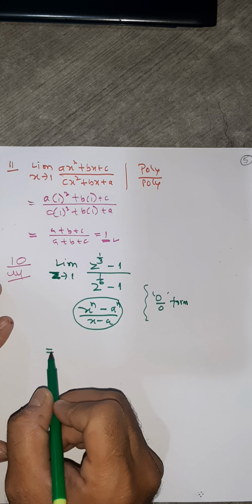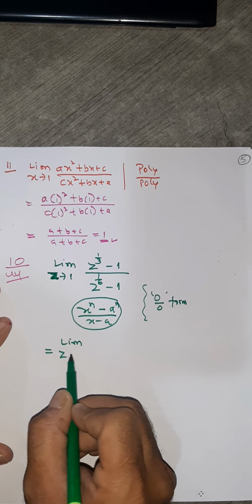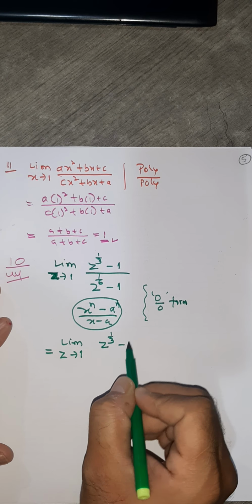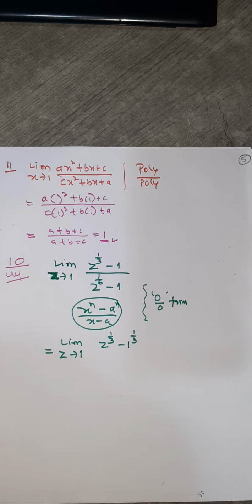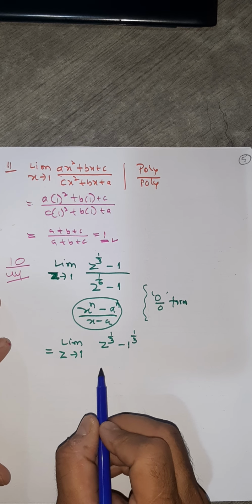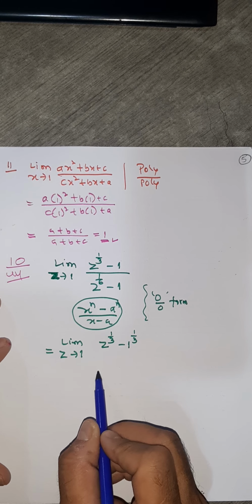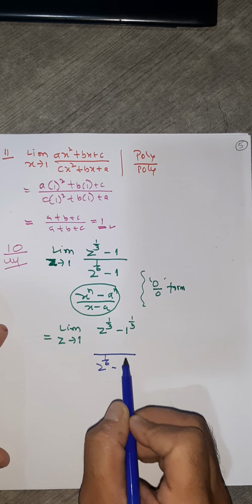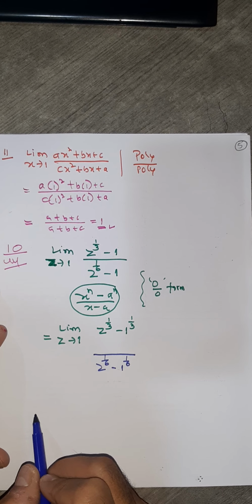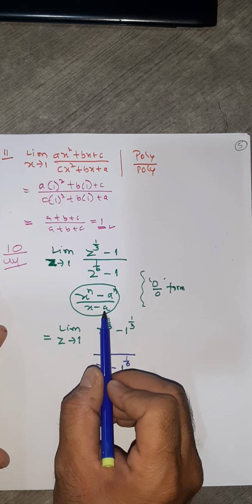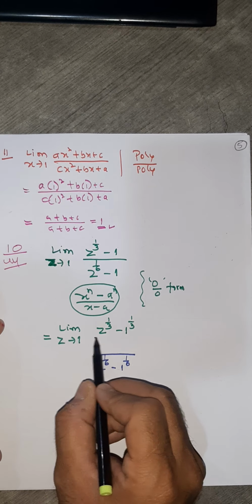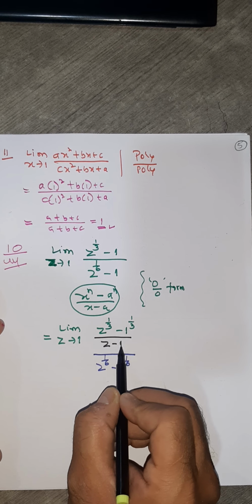Okay. So I'm just rearranging, you see. Limit z tends to 1. This is z raised to 1 by 3. Instead of 1, I can write 1 by 3. 1 raised to anything is always 1. Upon here, this is z raised to 1 by 6. Instead of 1, I can write 1 by 6. Now, in the denominator, you must have x minus a. So in the denominator, I must have what? Without powers, that is z minus 1.